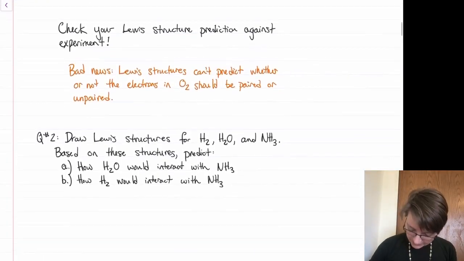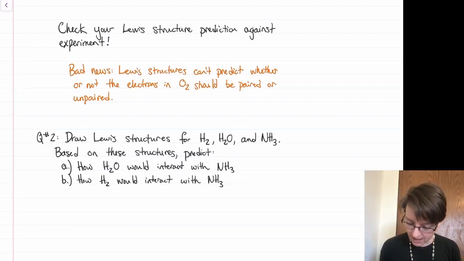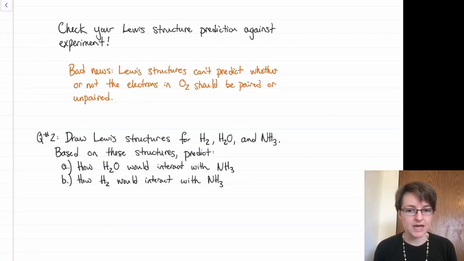Okay, well maybe it's just O2 that was an issue. So let's try and use Lewis structures one more time for some of the other molecules on our list. I want you to draw Lewis structures for H2, H2O, and NH3. Based on these structures, I want you to see what information you can glean about how that molecule will be expected to react with ammonia. What about water? And what about H2? Pause the video, and when we come back, we'll talk about these Lewis structures.